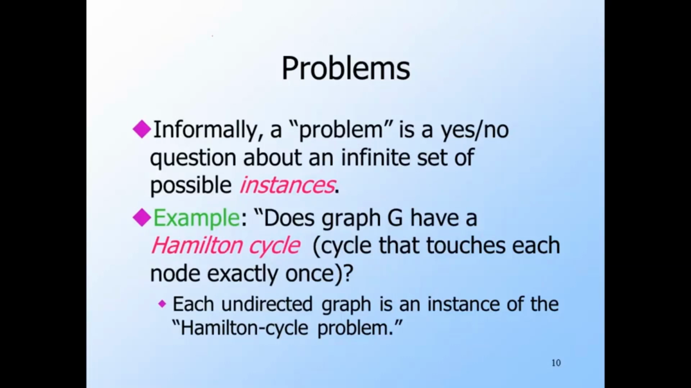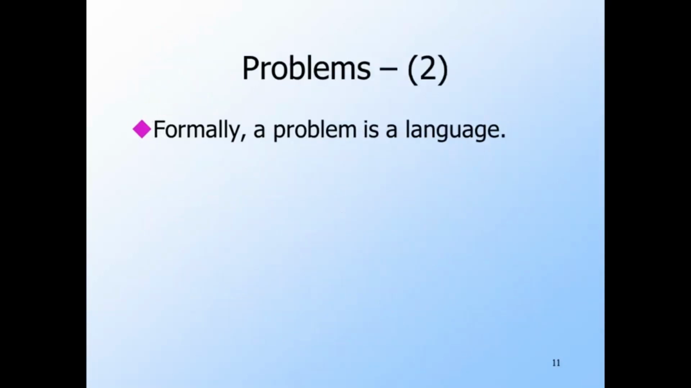For example, here's a graph that happens to have a Hamilton cycle. It's also got some other edges here and there. But the important thing is it does have the Hamilton cycle in which every node appears once. So formally, a problem is simply a language over some alphabet sigma.